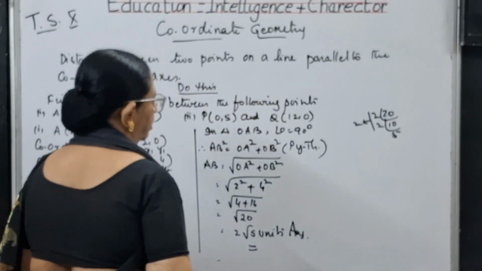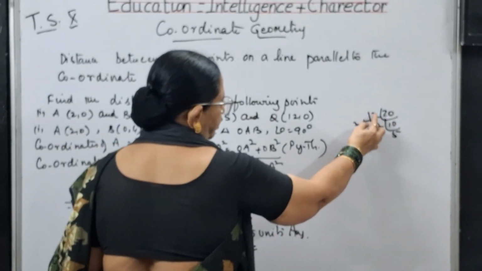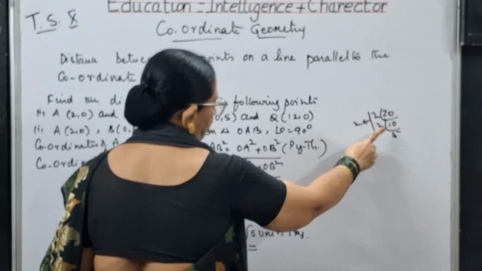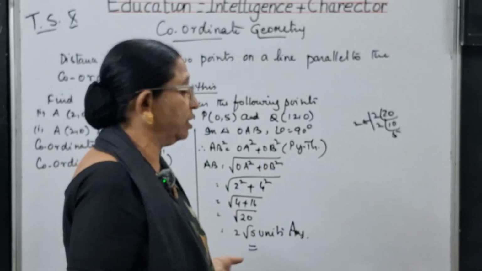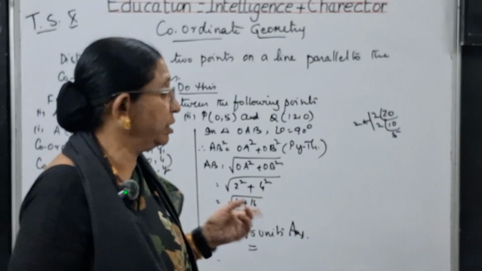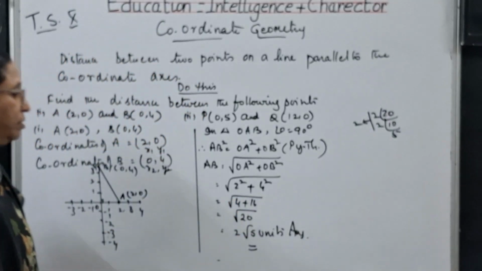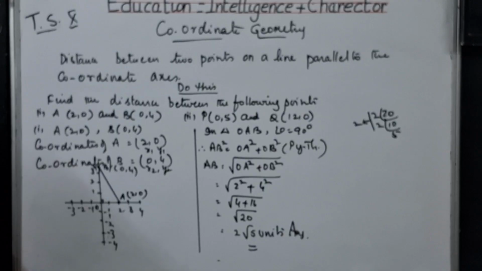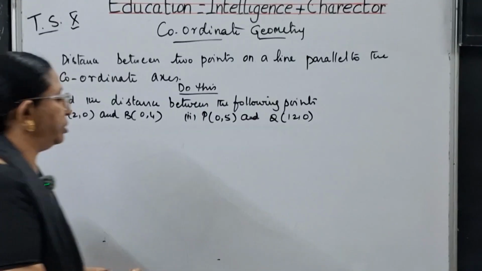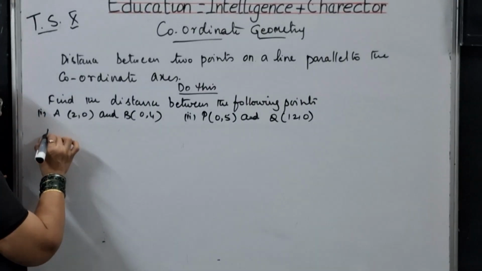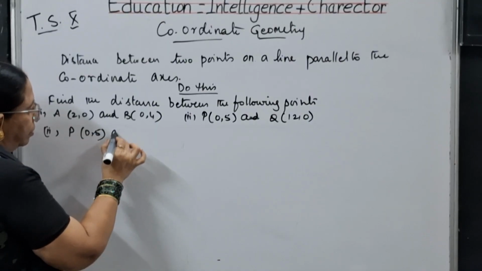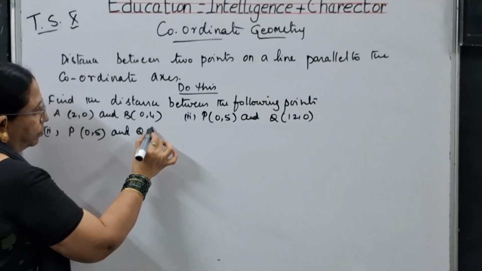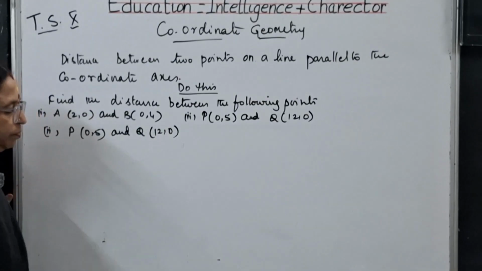I hope I am clear here, children. Roots means two same numbers we are taking under the root. Two same numbers means we will take it out of the root as a single number. You know all this. So this is the problem, children. First bit I have done. Now second bit. The second bit is P(0, 5) and Q(12, 0).